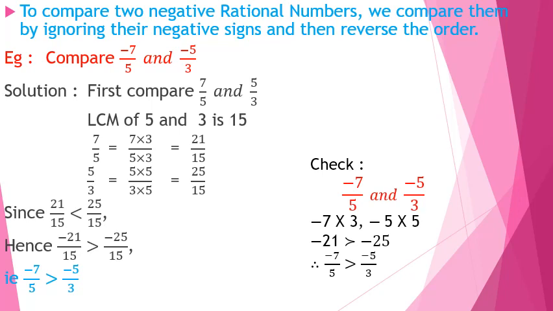If fill in the blanks is given, we can check it easily by this method, by cross multiplication. We can cross multiply minus 7 into 3 and minus 5 into 5. So we get minus 21 and minus 25. You know that minus 21 is greater than minus 25. So the left side rational number will be the greatest rational number. Here minus 7 by 5 is greater than minus 5 by 3.